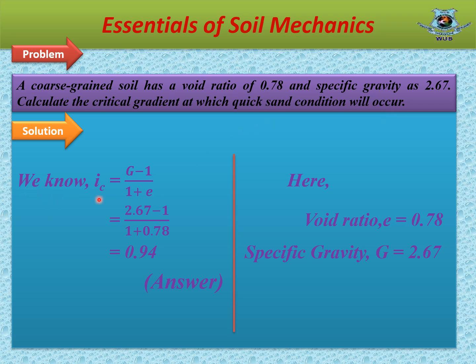We know critical hydraulic gradient Ic equal to (G minus 1) divided by (1 plus E). Here from the question, void ratio E equal to 0.78 and specific gravity G equal to 2.67. Finally, after calculation, we get Ic equal to 0.94.